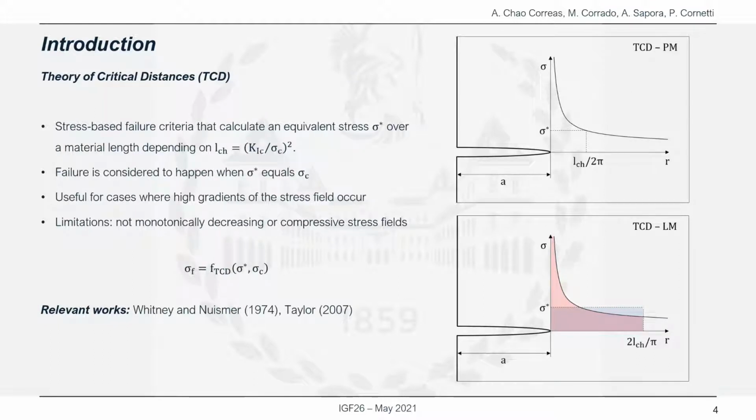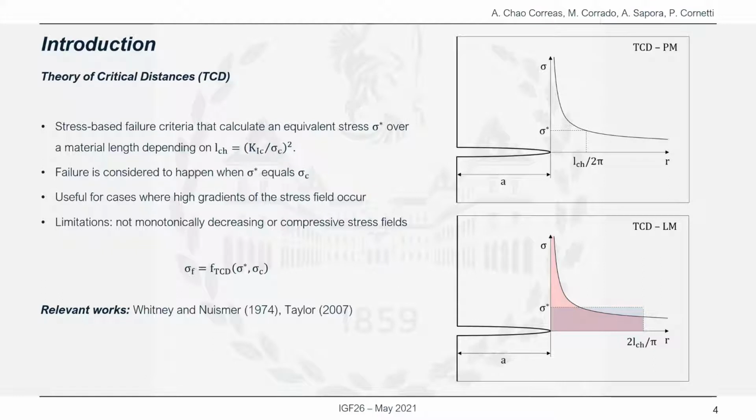Then the stress counterpart of equivalent linear elastic fracture mechanics is the theory of critical distances, in which you calculate an equivalent stress called sigma star over a certain length ahead of the stress concentration. The equivalent stress definition depends on the variant used, and it can either be the point-wise stress at a certain distance, the so-called point method, the average over a line method, or over an area method. Only the first two methods are considered here. Moreover, it can be seen that the material fracture toughness is inherently considered in the length definition through the Irwin characteristic length, LCH.